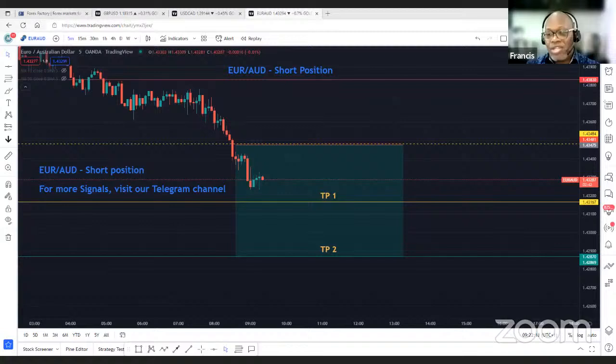Saksham is asking how to draw support and resistance. Okay, you know what I'll do? I probably have a YouTube video on that. I'll post that in the Telegram group.